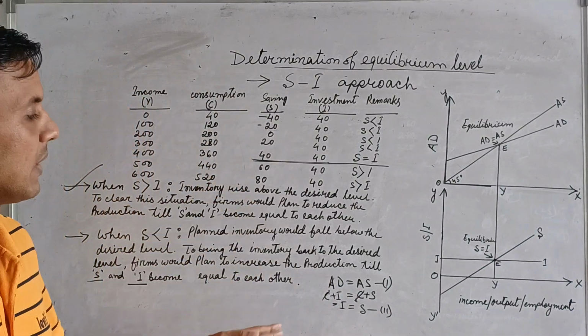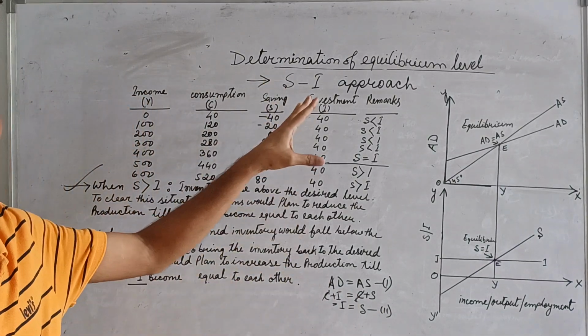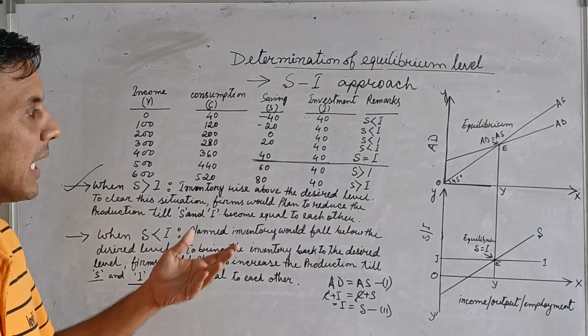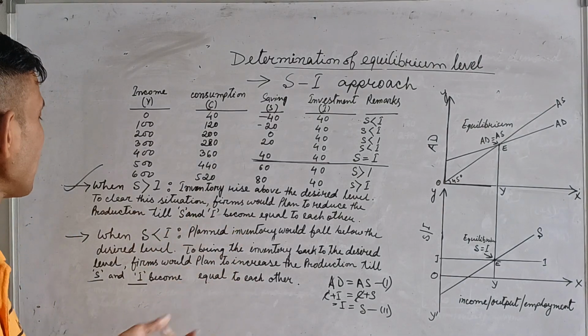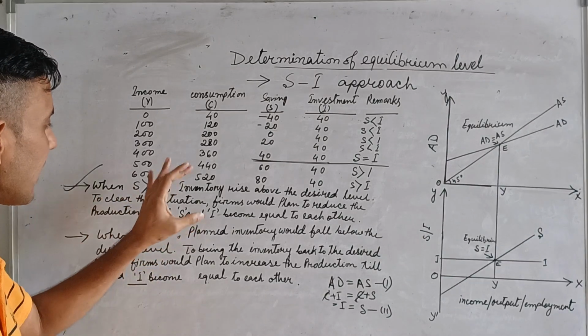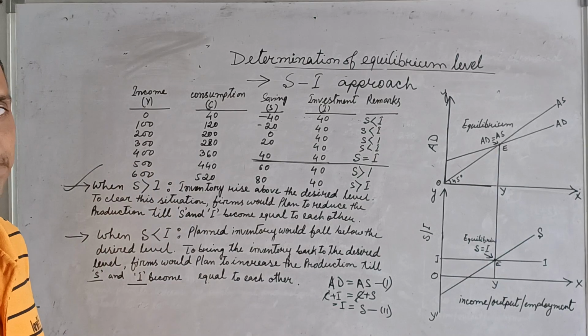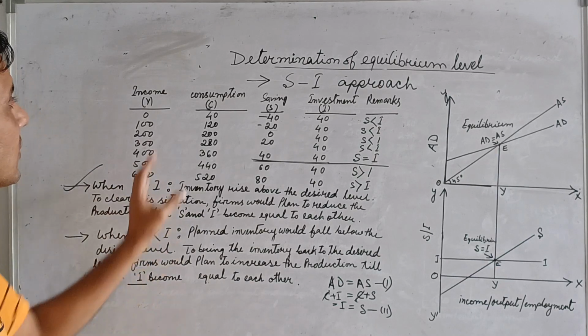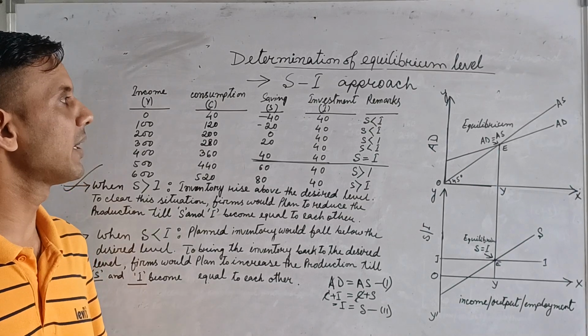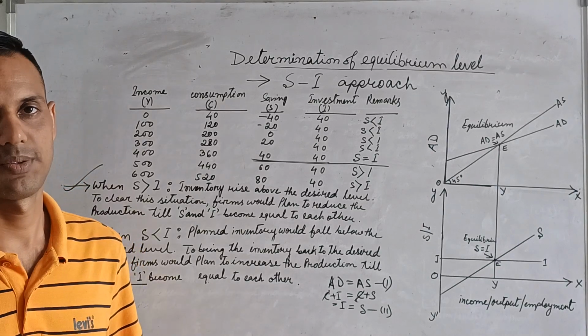In the exam, these two approaches used to come for 6 marks. So you have to prepare according to the marks. And if the question asks only what will happen if S is greater than I, then you have to write these things. Is it clear? So this is the determination of equilibrium level under the SI approach.